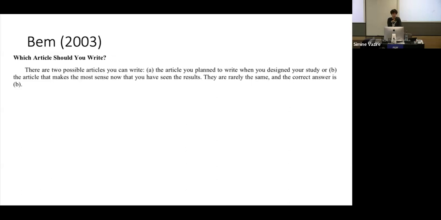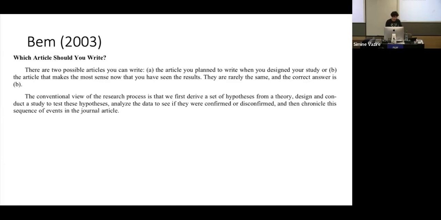So he's explicitly telling people, don't write the article you're planning to write ahead of time, whatever reason you did the study, whatever you expected to find. You don't need to bother readers with that. The conventional view of the research process is that we first derive a set of hypotheses from a theory, design and conduct a study to test those hypotheses, analyze the data to see if they were confirmed or disconfirmed, and then chronicle the sequence of events in the journal article.